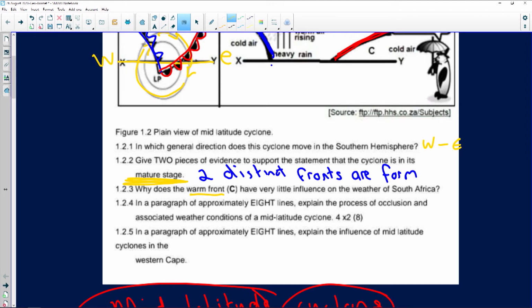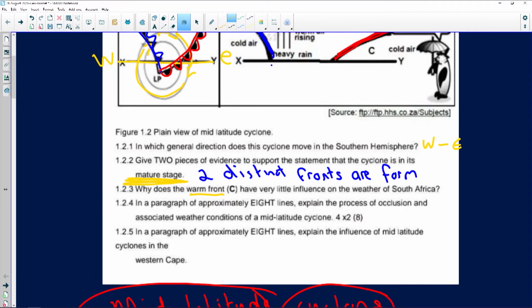Now, question 1.2.4. I'm very excited for this question. Thank you so much, because they tend to ask this question every single year. What I like about this question, they asked about both. They asked about a warm front occlusion, and they've asked about a cold front occlusion. Absolutely beautiful. So that gives me opportunity to explain both to you. Okay. Now, what do we know about occlusion?